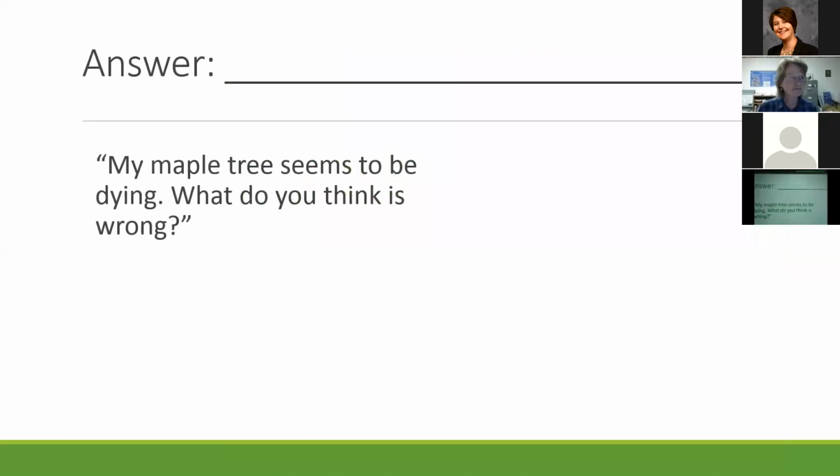Okay, so my maple tree seems to be dying. What do you think is wrong? Does anybody want to chat? Or even just take your phone off mute? Or do you just want me to give you the answers? Water stress, raised bed. Okay. The answer is, and you can write it in here, the answer is the raised bed.